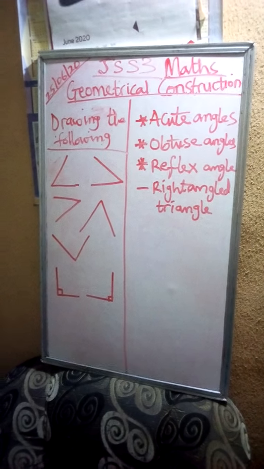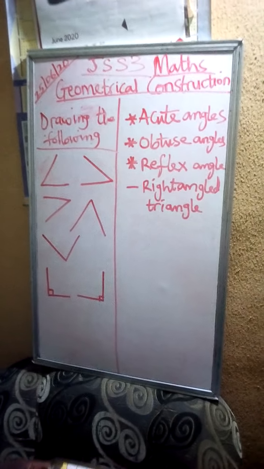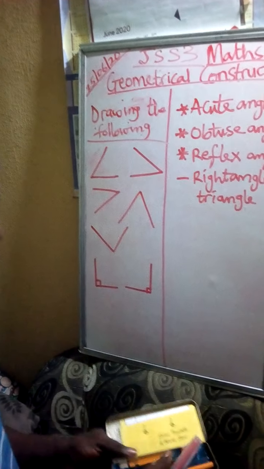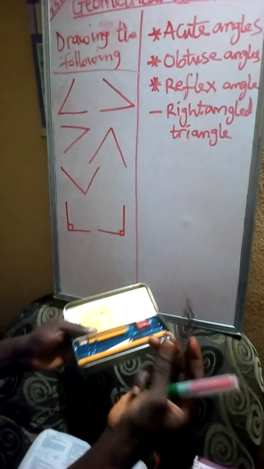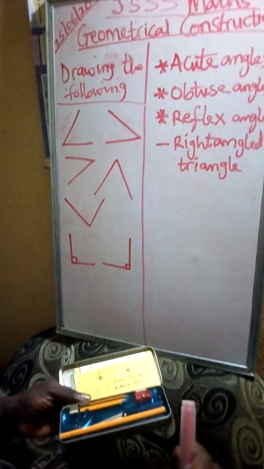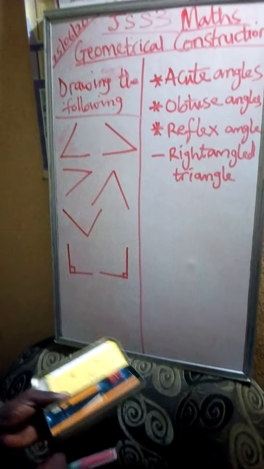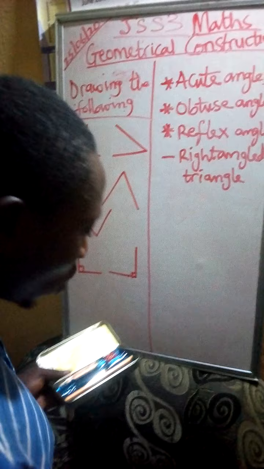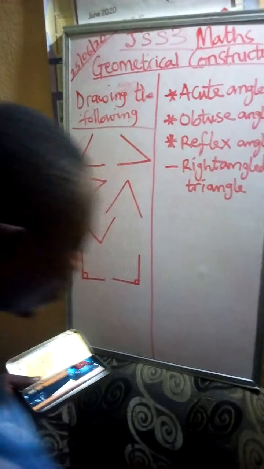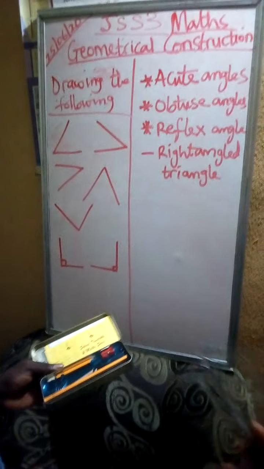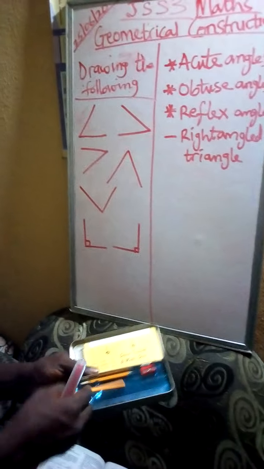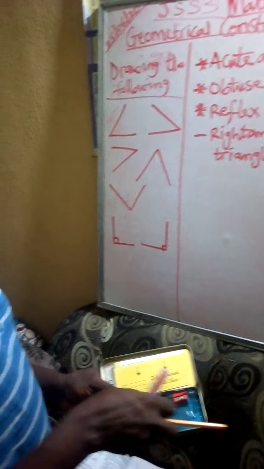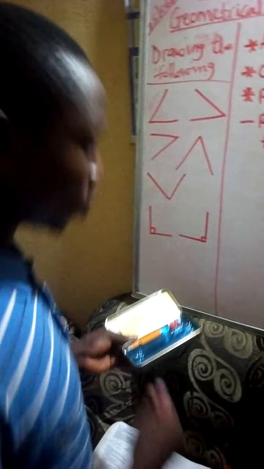Mathematical set should be in place, and I believe most of you have seen a mathematical set before. This is an example of a mathematical set, and inside the mathematical set we have the protractor. Protractor like this, you will need it so much. This is a set square. This is a divider. Your pencil, your eraser, and your ruler. Everything is inside your math set.